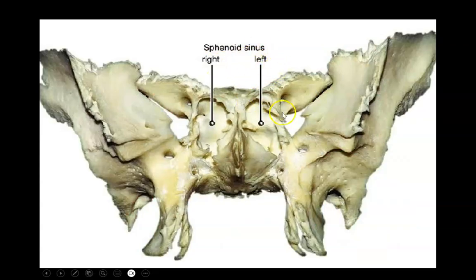Another view of the sphenoid bone: body, lesser wing with the optic foramen, greater wing with the different foramina. You will see the rotundum, ovale, and spinosum, and the pterygoid plates, medial and lateral.